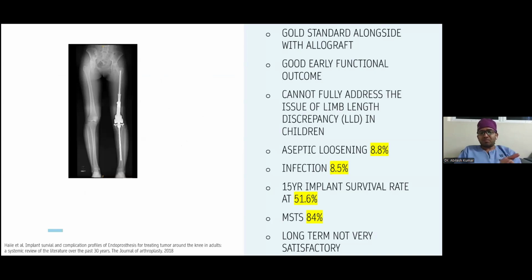Now, it has been shown to have aseptic loosening of up to 8.8% and an infection rate of 8.5%. This is about 8 to 10 times higher than in cases of primary prosthetic joint replacements. The 15-year implant survival rate of endoprosthesis has been reported at about 50 to 55%. Patients usually have a very good short-term outcome based on the MSTS score of 84%, which is the Musculoskeletal Tumor Society scoring system. However, the long-term outcomes are not very satisfactory in terms of endoprosthetic usage.